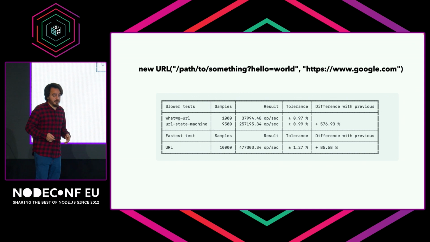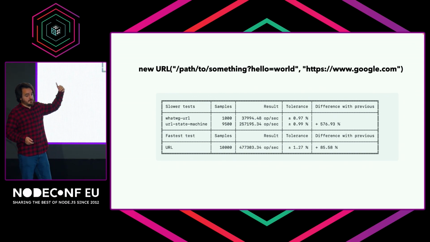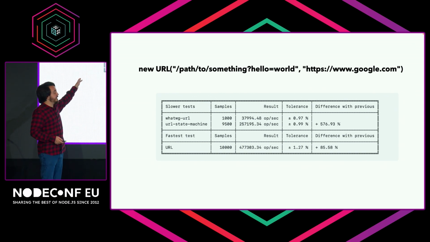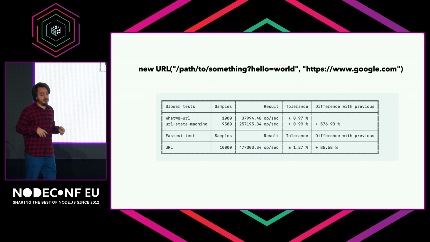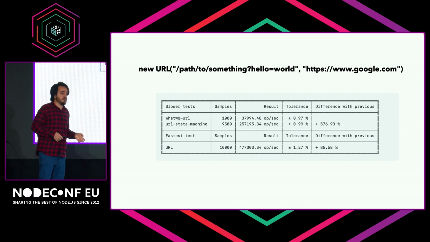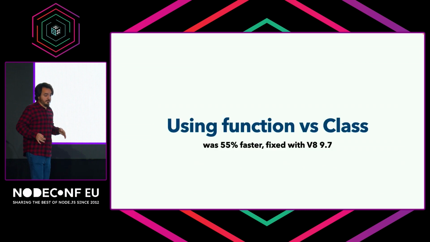So let's do some benchmarks. If you pass google.com and the path to something like a hello world string, then URL state machine is actually 576% slower than the other JavaScript-based implementation, but it's again 85% slower. And this is after all of the work is combined.